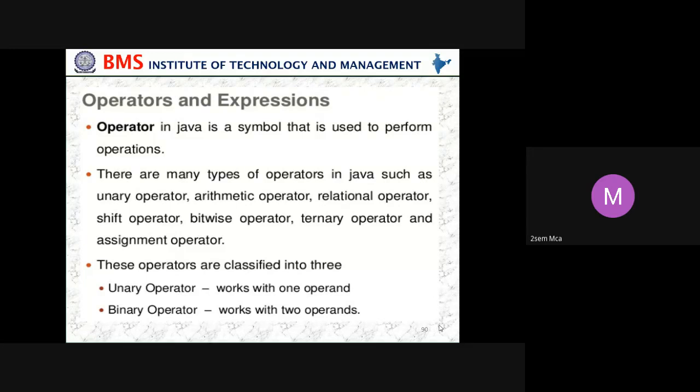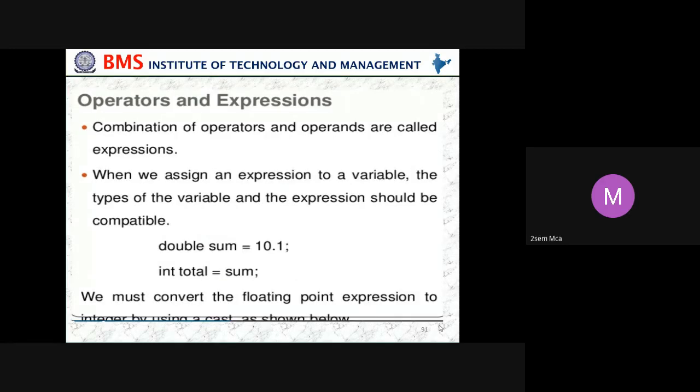These operators are classified into unary operator and binary operator. Unary operator means what? It works with only one operand. If there is only one operand, meaning one variable, and only one operator, then we call it a unary operator. If you are using more variables, two variables, then we call it a binary operator. The combination of operators and operands is called an expression.